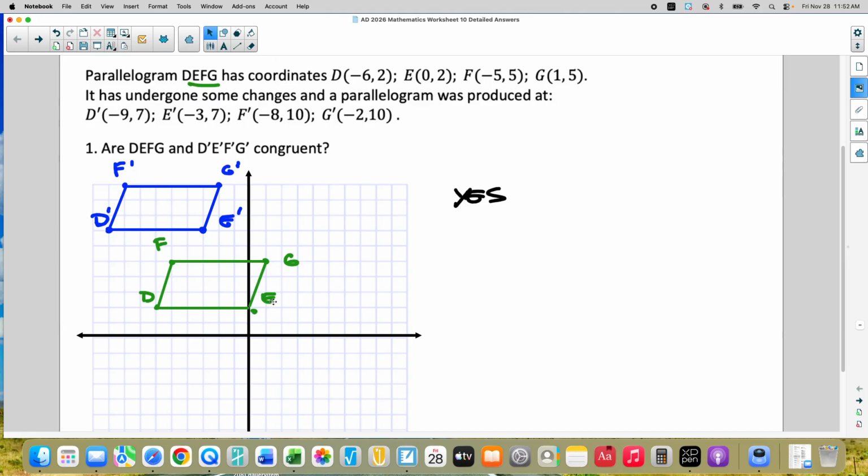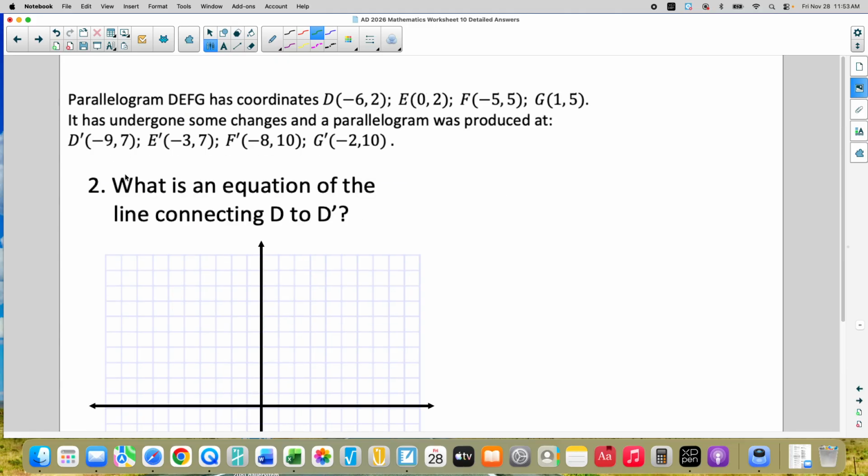So let's move you a little bit too. Both of my E's were a little bit off. Let's go green and make the dot there. Good. All right. Next one says, what is the equation for the line connecting D to D prime?